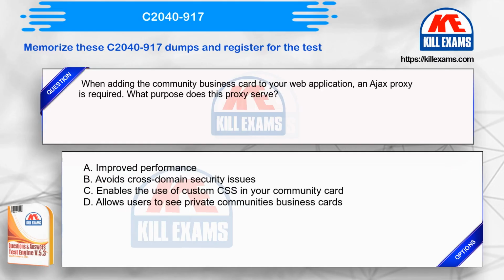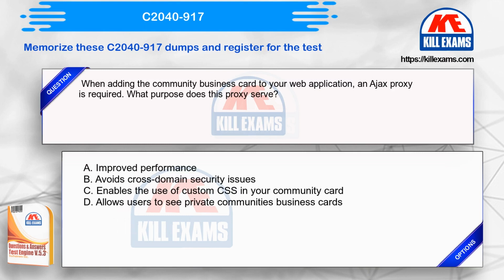When adding the Community Business Card to your web application, an AJAX proxy is required. What purpose does this proxy serve? Option A. Improved performance. Option B. Avoids cross-domain security issues.